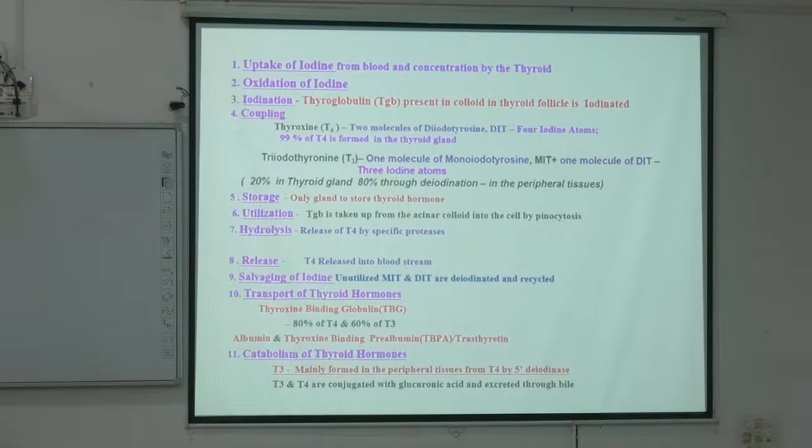utilized, and later it will be released into the circulation, and it will be transported to the peripheral tissues, where it will exert its function, and finally these hormones will be excreted through the liver by conjugation with glucuronic acid. Each and every step I will be telling you, and you must remember all these 11 steps, because this is important for examination, how thyroid hormone is produced.